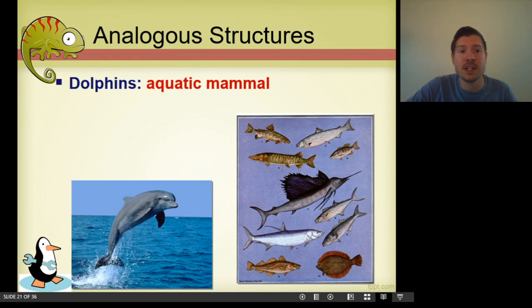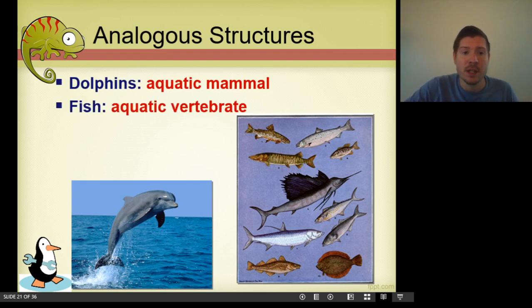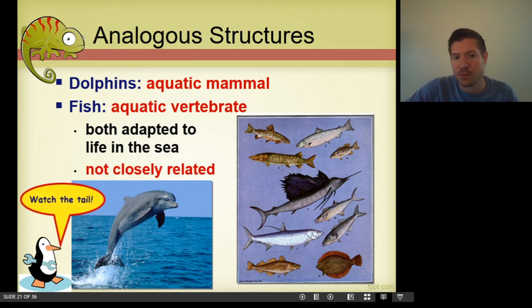Another good example of this, dolphins, aquatic mammals, and fish. Dolphins and fish, they got that same streamlined shape. Helps for cutting through the water quickly, but they didn't get that shape from a common ancestor. They got it because they adapted to the problem of moving through the water with the same solution. So dolphins, of course, are much more closely related to us than they are to fish.